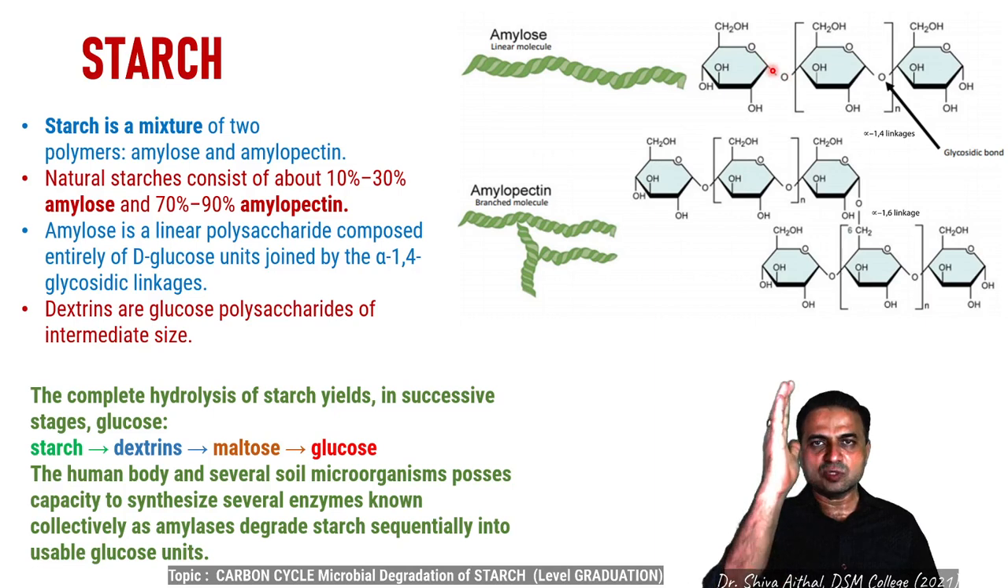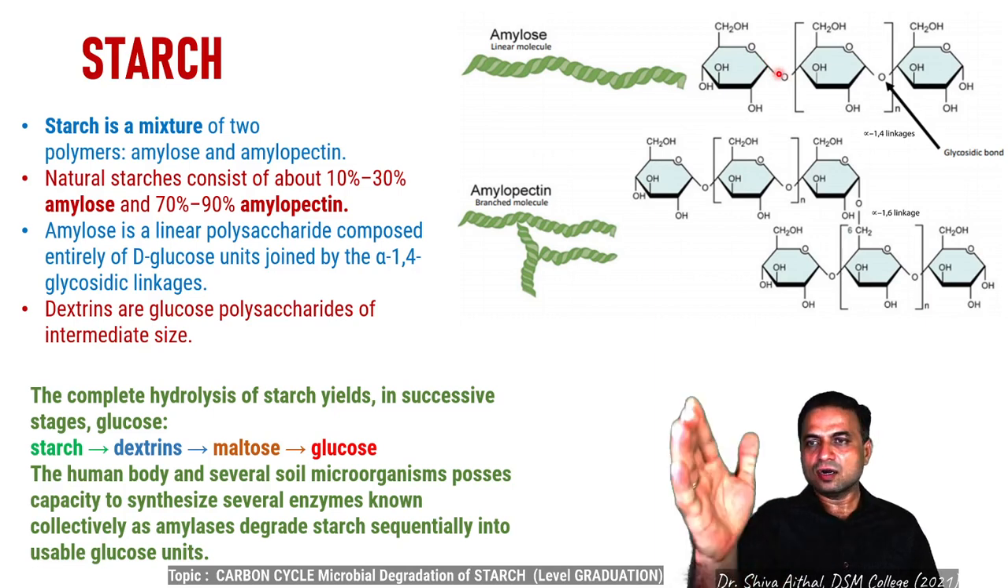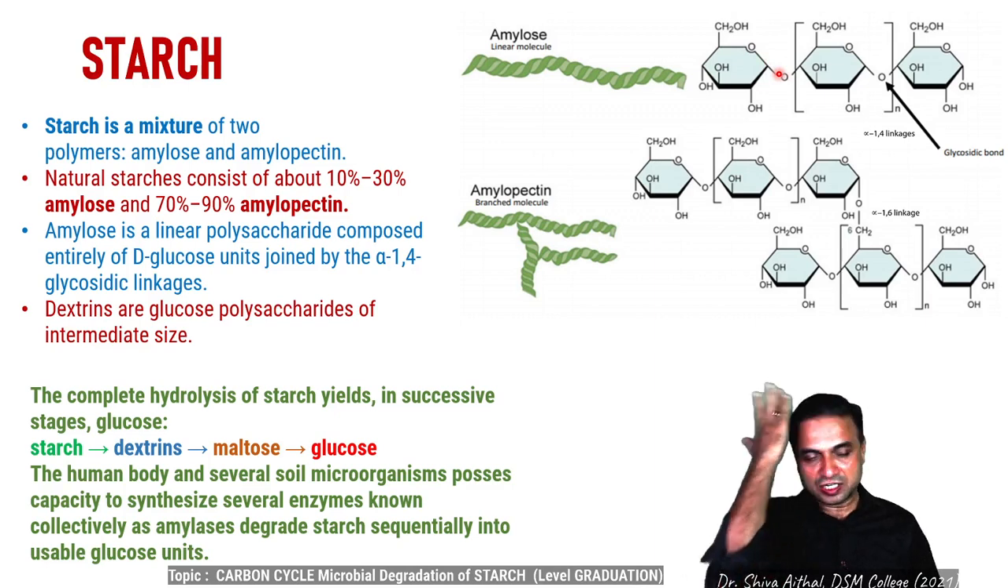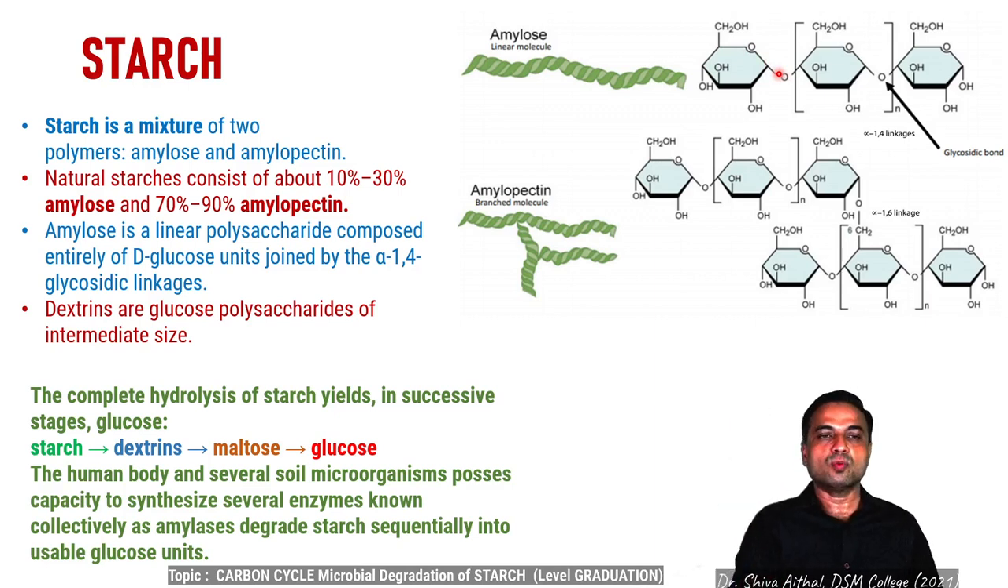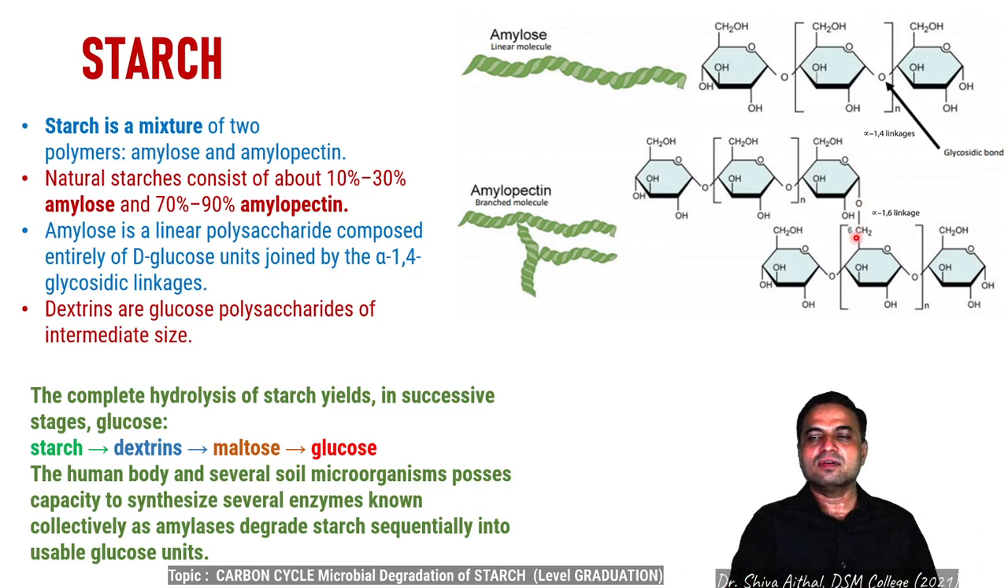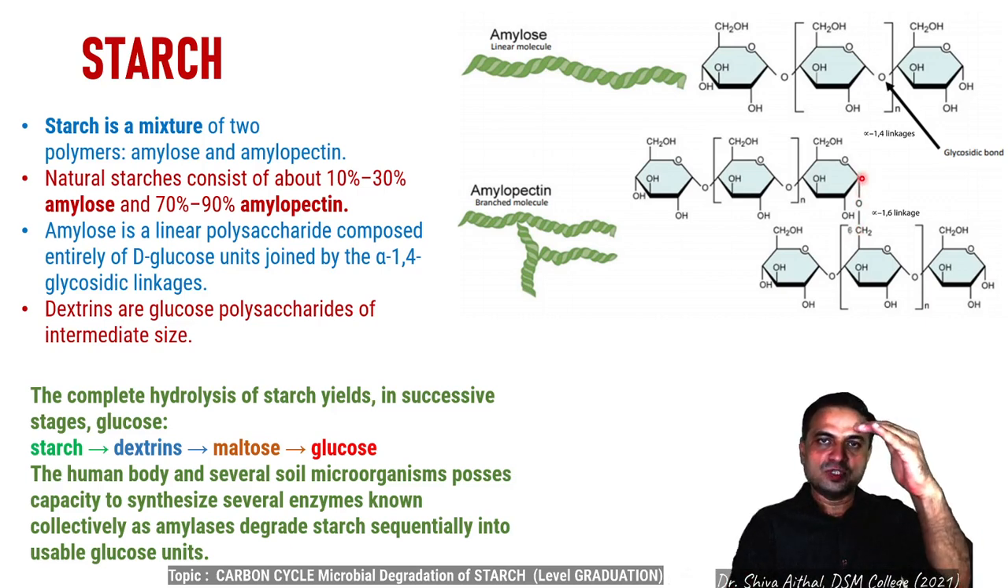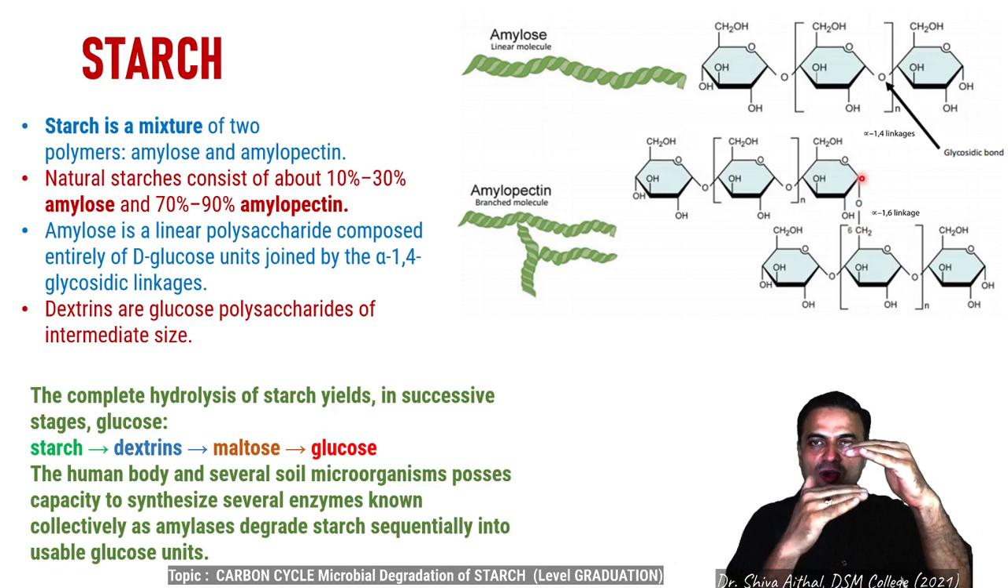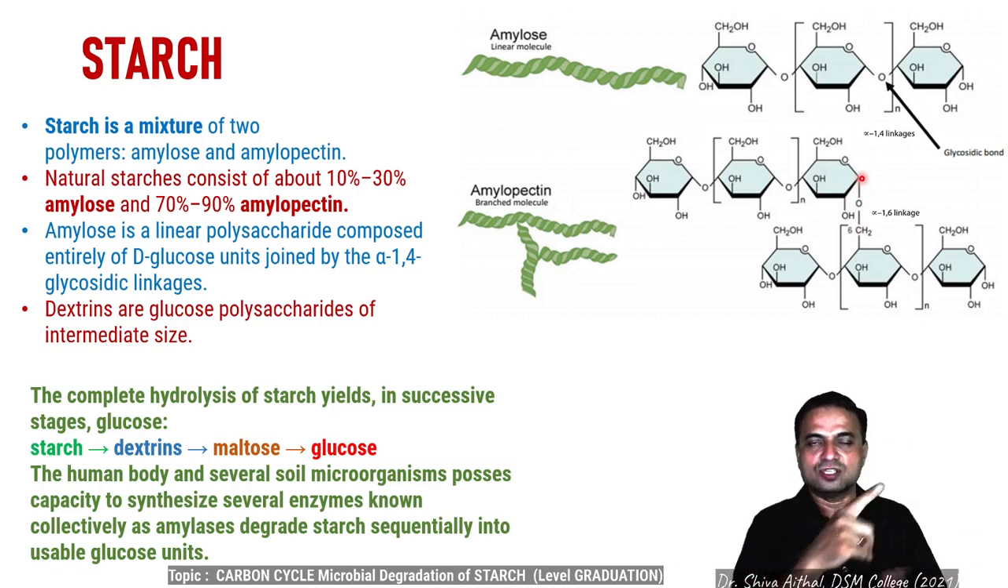There are enzymes specific for these linkages. When they are broken, it forms dextrins. Dextrins are glucose polysaccharides of intermediate size, 2, 3, 4, 5, whatever it may be. For the complete hydrolysis of starch, the branching is due to alpha 1,6, meaning cross linking: the first carbon of the top chain and the sixth carbon of the lower chain have a linkage.